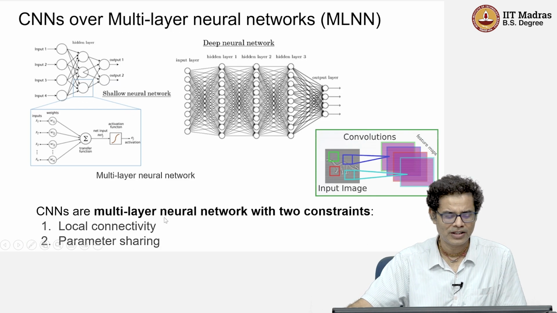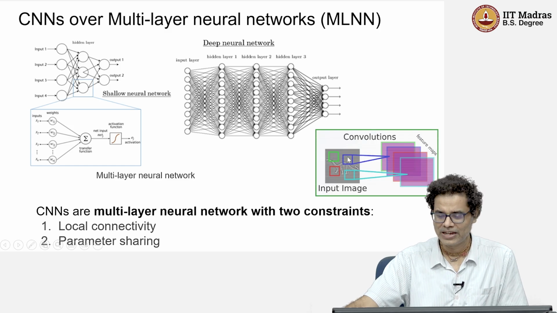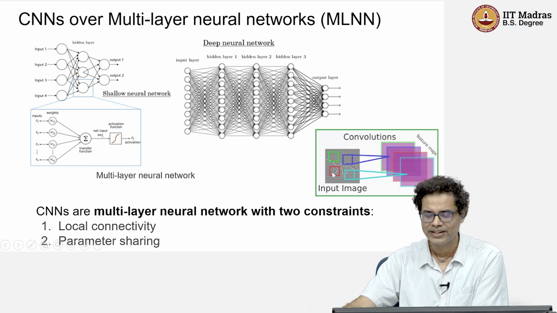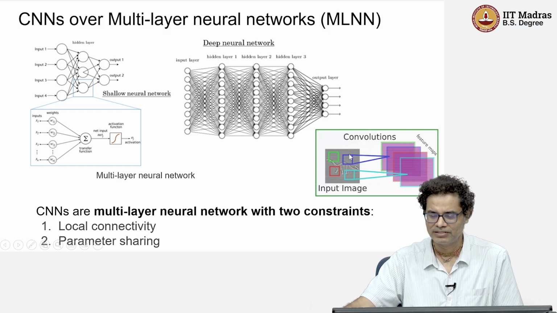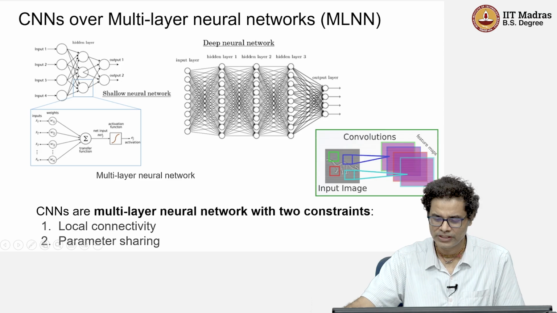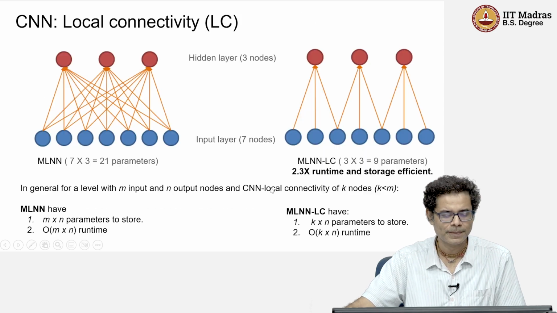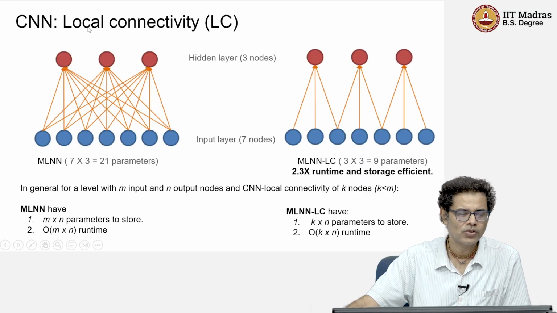So first of all, CNNs are basically multi-layer neural networks but with 2 constraints. One is local connectivity, as we have said: not all the pixels need to be seen for getting the feature here. The second is parameter sharing: the same filter scans through the whole image. And the first thing is local connectivity.